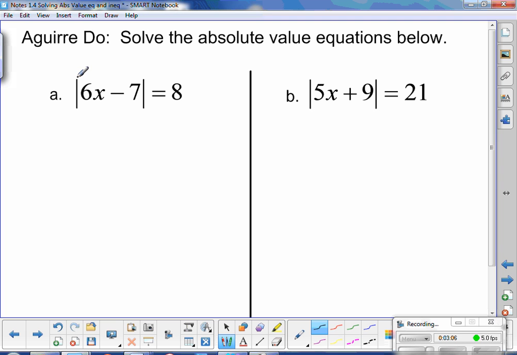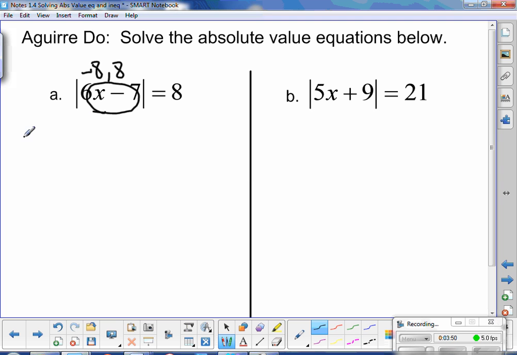Here we have the distance of this expression from 0 is 8. So this stuff has to be either negative 8 or 8. Those are the two things it could be, because the absolute value of negative 8 is positive 8, which is what our answer is, and the absolute value of positive 8 is also 8. In math, we're saying that all of this stuff has to be either negative 8 or 8.